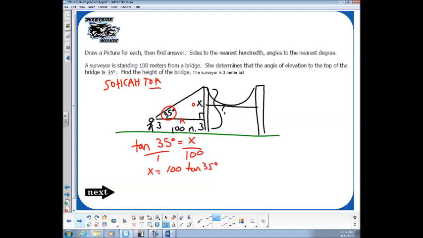Now you'll notice I haven't brought that 3 into the problem. It's not needed yet. First we need to find out what that distance is. When I do all this work here, I get 70.021. That is our x value, but I want the height. So the height is the x plus 3. So I've got the 70.021 plus the 3. So I get 73.021 meters. So always read these problems carefully. Go back and check. Make sure you're answering the question and putting the units.